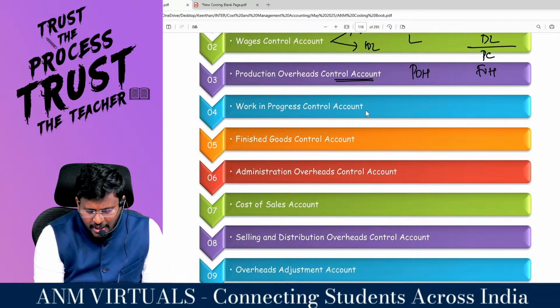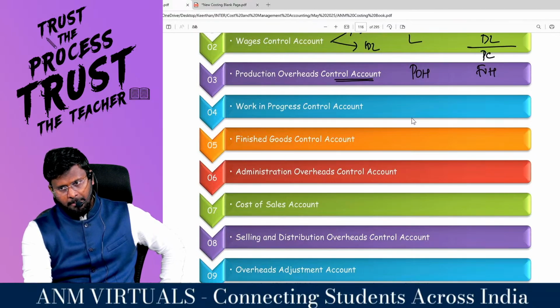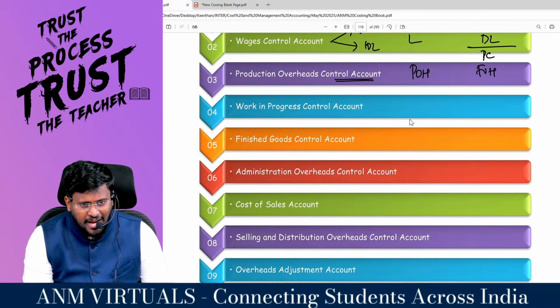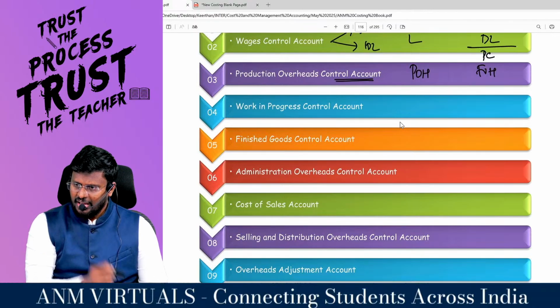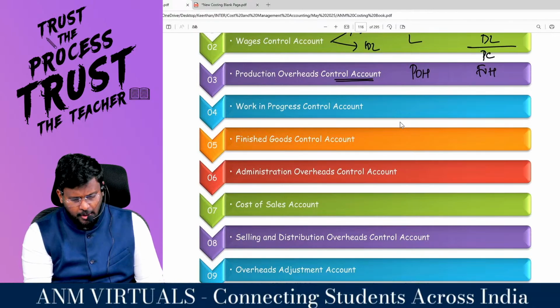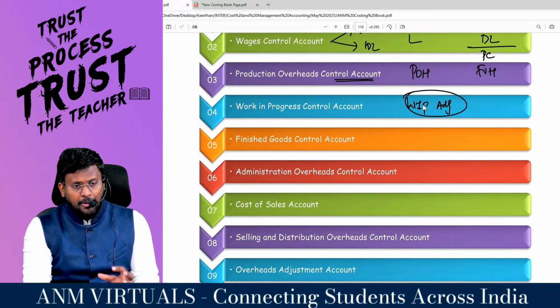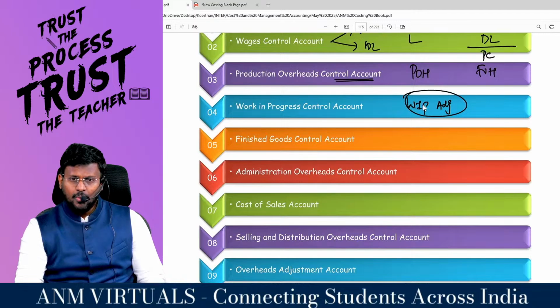Surely you will be having opening WIP and closing WIP, because in the cost sheet, once you reach the gross factory cost, you add opening stock of WIP less closing stock of WIP. That means for all the WIP adjustments, you have to maintain a WIP control account.